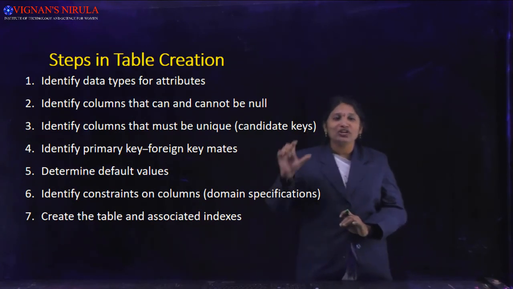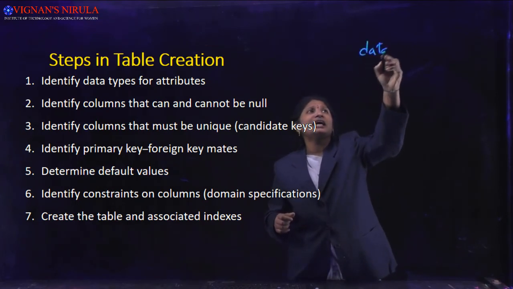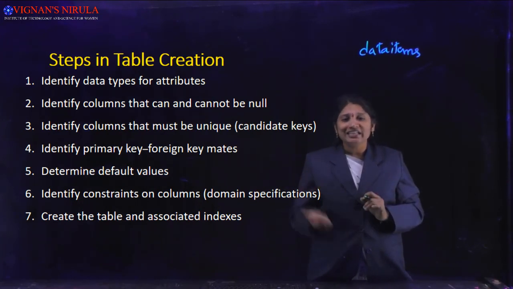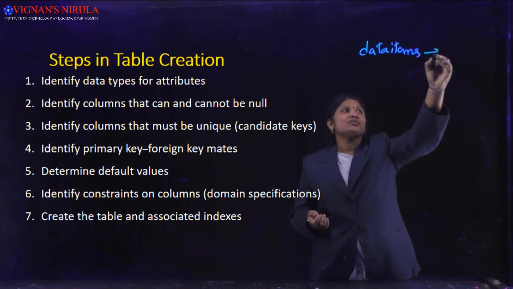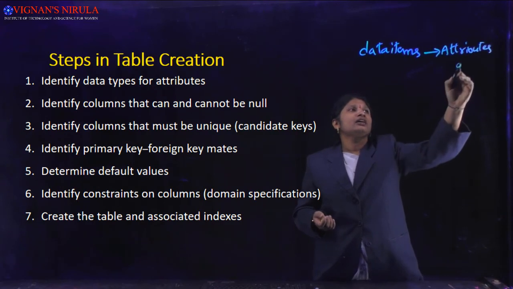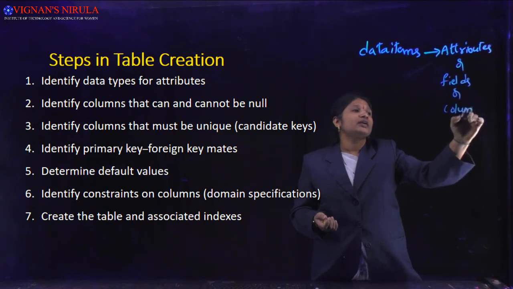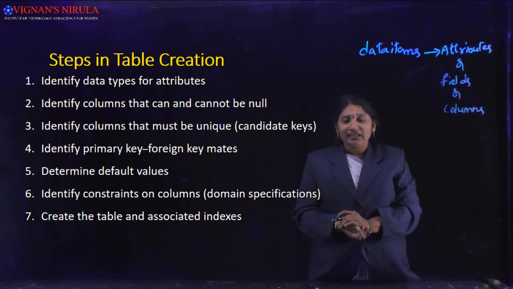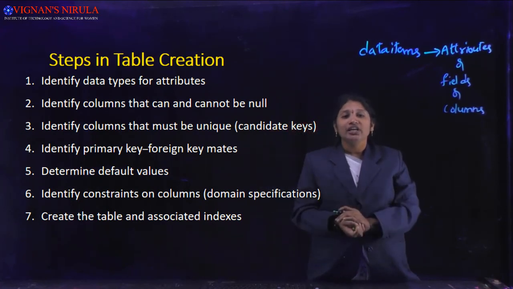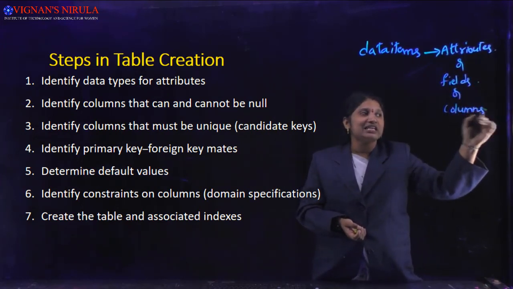So in order to define a table, first we should understand what the data items are that need to be stored in the table. All the data items can be called attributes, or fields, or columns of that particular relation or table. Whatever the data items stored in your table, they can be called attributes or fields or columns.